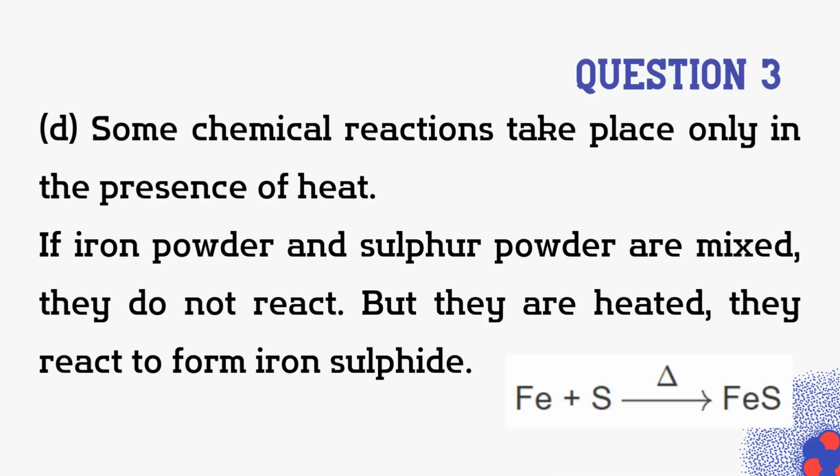Answer D. For heat. Some chemical reactions take place only in the presence of heat. For example, if iron powder and sulfur powder are simply mixed together, they do not react. However, when this mixture is heated, a chemical reaction occurs, producing iron sulfide. The reaction can be represented as Fe plus S, when heated, gives FeS.